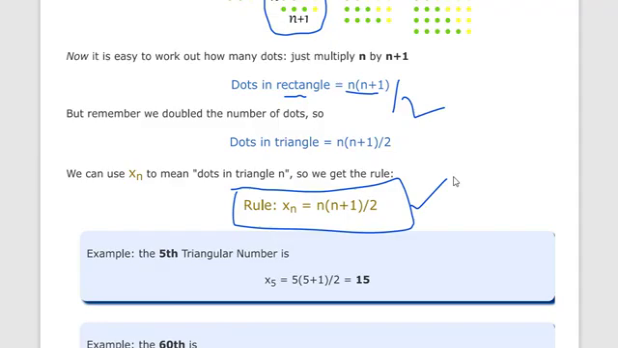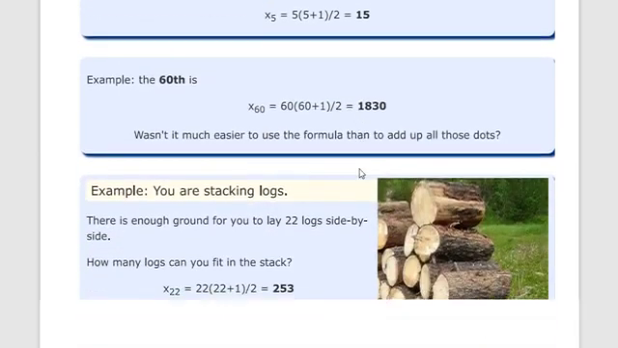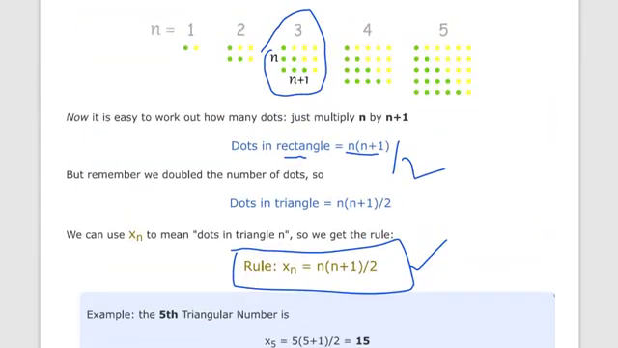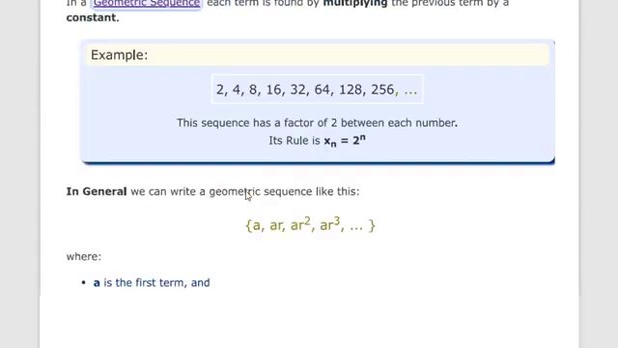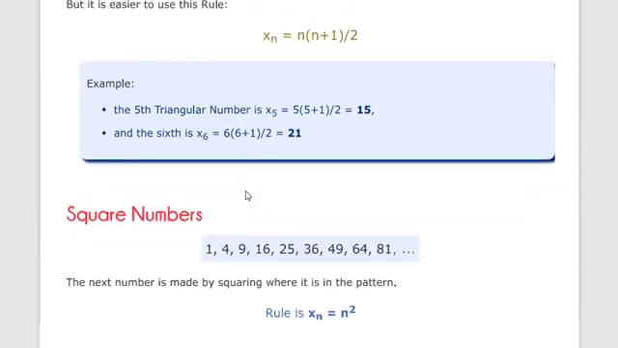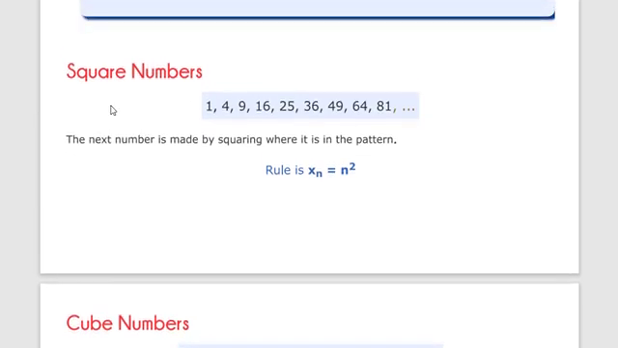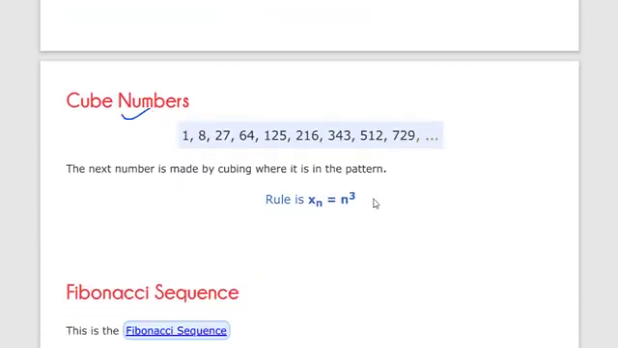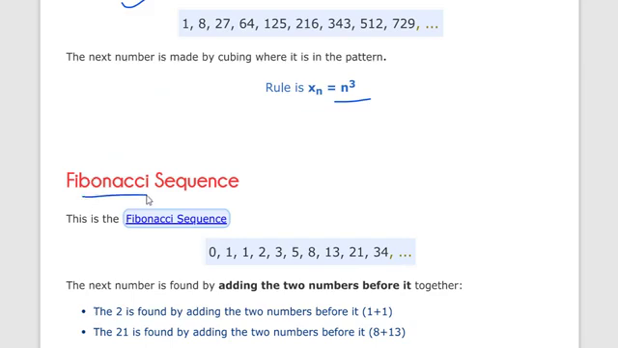You also have to remember this formula of triangular series. Geometric triangular number. Also we have the square number sequence, the rule is n squared: 1, 4, 9. Also we have the cube number sequence, the rule is n cubed. We also have the Fibonacci sequence.